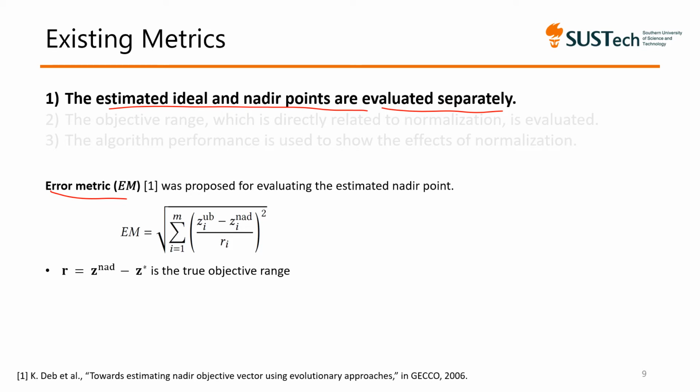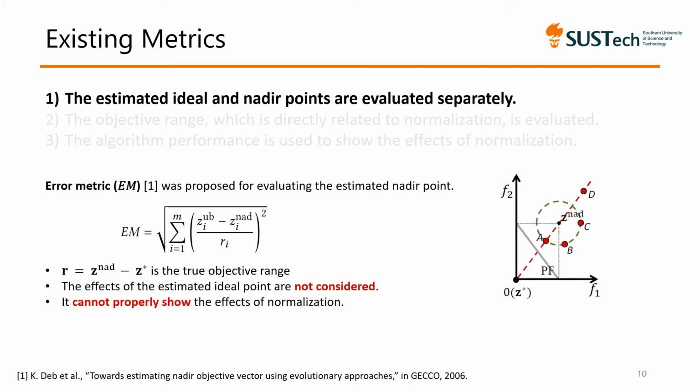And this metric calculates the Euclidean distance between the estimated nadir point and the true nadir point in the normalized objective space. Here R is the true objective range. However, this error metric is not a good metric for evaluating normalization methods. You can see in this equation, the effects of the ideal point, the estimated ideal point, is not considered in this metric. And also, this metric cannot properly show the effects of normalization.